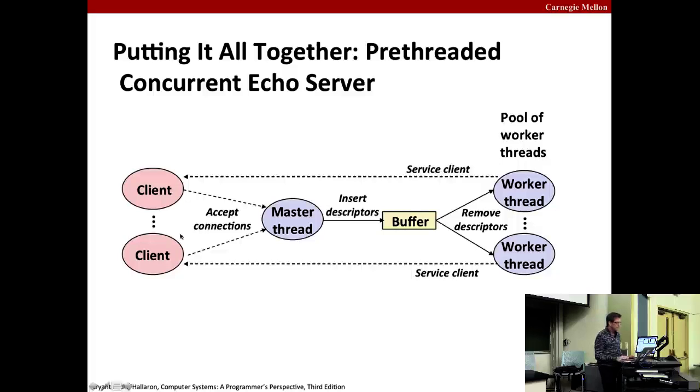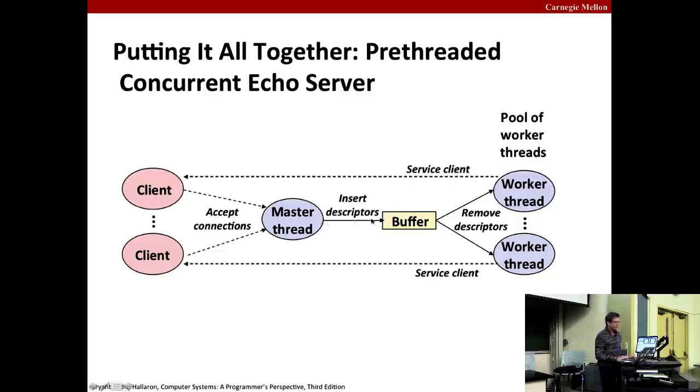So the idea is that we have this master thread in our server that's waiting for connection requests from clients by repeated calls to accept. When this thread receives a connection request from the client, the accept function returns a connected file descriptor associated with the connection to the client, and then it inserts that descriptor into a buffer. Now remember, descriptors are just small integers that index the descriptor table, so they can be passed around from thread to thread because all the threads share the same descriptor table.